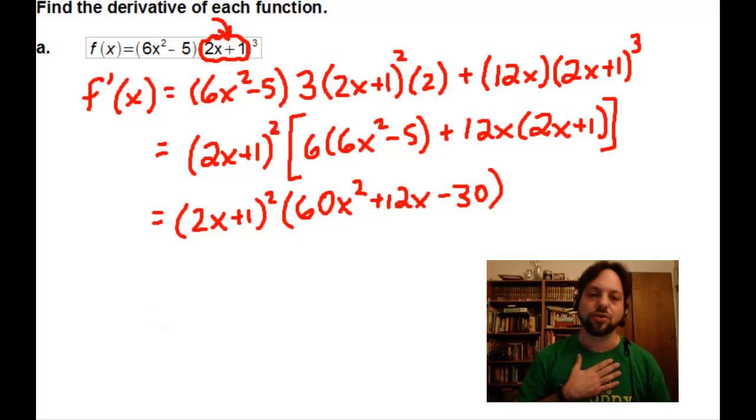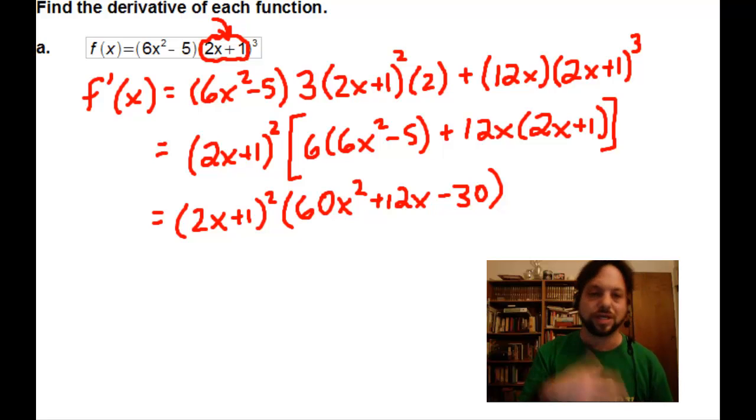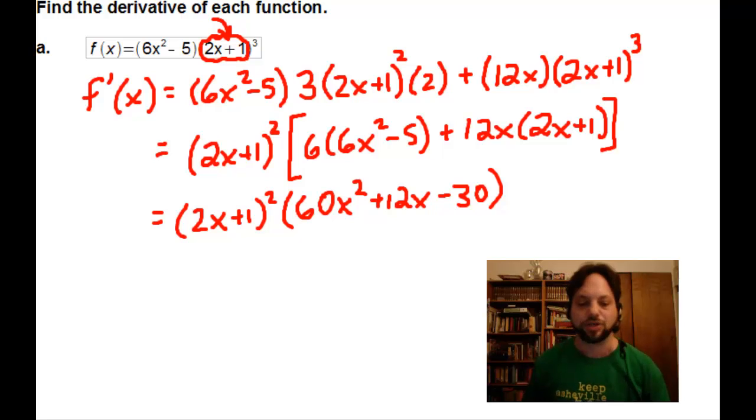But I'm going to argue that in this particular case, using the product rule, even with the chain rule, is easier than simplifying at the beginning. Of course, as I said, it's all up to you. However, in example B, you'll find that simplification is not always an option. Let's take a look at that one now.